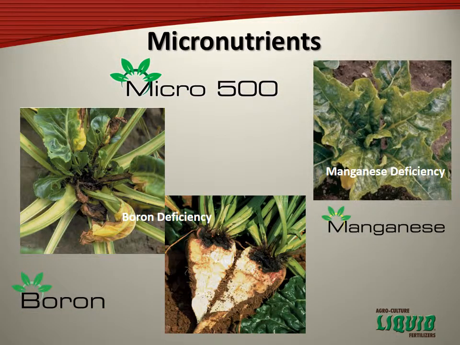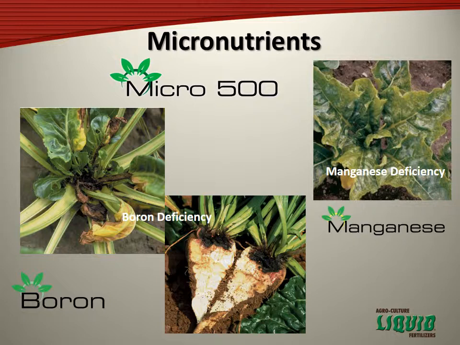Sugar beets require micronutrients for yield and high-quality sugar beets. They are sensitive to many micronutrient deficiencies. Sugar beets respond to two micronutrients in particular, boron and manganese. They also respond to applications of copper and zinc if levels of those nutrients in the soil are low.